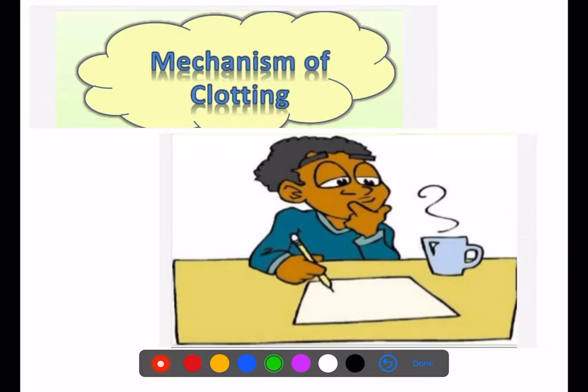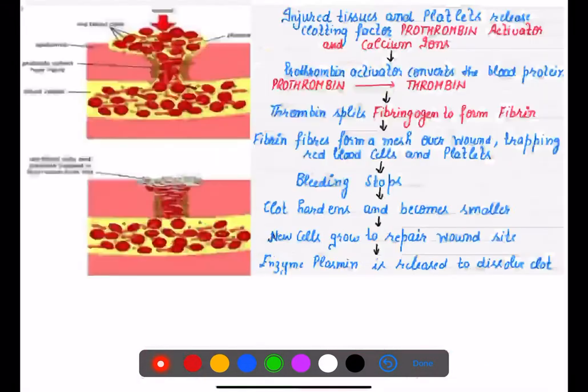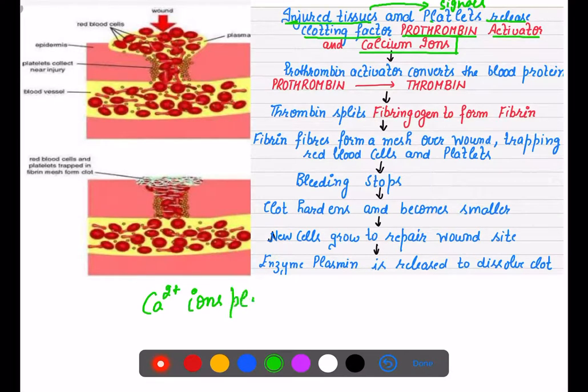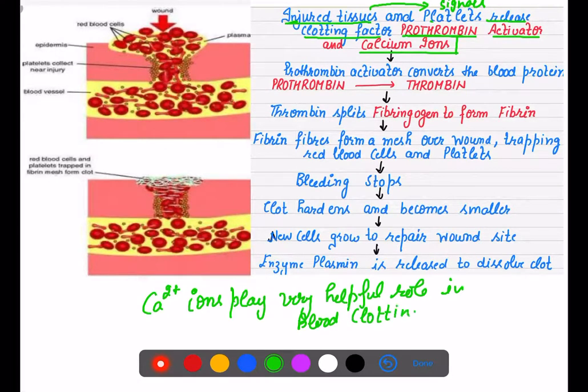So the question always comes to mind, how does this mechanism of clotting actually happen? So what is happening here is that the tissue is injured. Once the tissue is injured, platelets get a signal. So platelets start releasing clotting factors. What are those clotting factors? That is prothrombin activator and calcium ions. Always remember that calcium ions play a very, very helpful role in blood clotting. All right. So who gets activated? Prothrombin activator is released by platelets, as well as calcium ions.